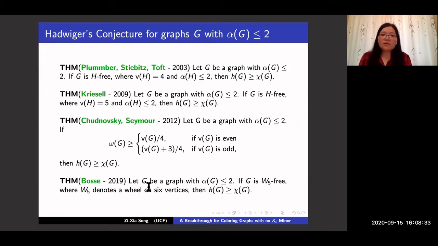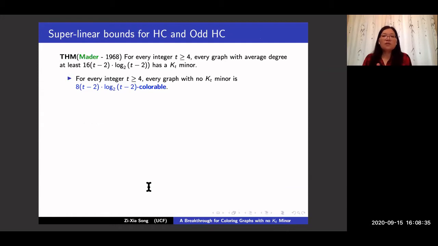Now, what about the asymptotic bounds or superlinear bounds for Hadwiger's conjecture and other Hadwiger-type conjectures? Mader in 1968 considered the extremal function for clique minors. Every graph with average degree at least this gives you a K_t minor. So this means every graph with no K_t minor is this number minus 1 degenerate. That's why it's this colorable, for t at least 4.